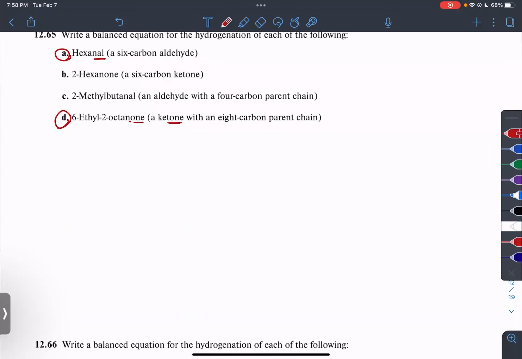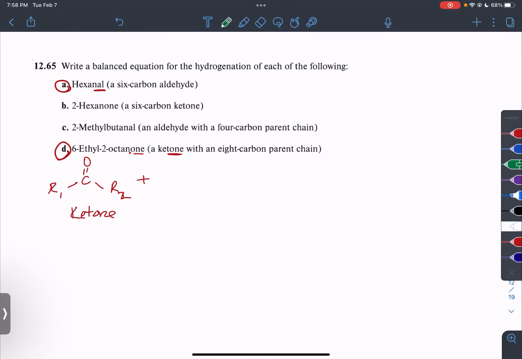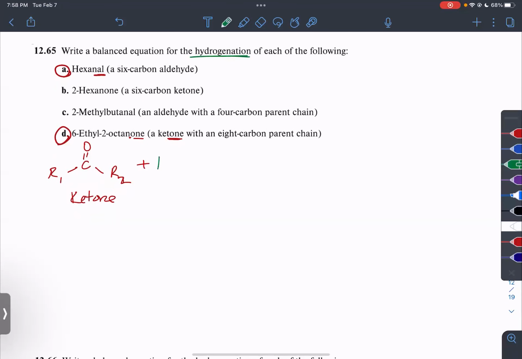Let's remember, what's a ketone? A ketone has 2 R groups that flank the carbonyl. Instead of being 1 R group and a hydrogen, it's 2. So here's my ketone, R1, R2. And I'm going to hydrogenate it, right, for the hydrogenation. So I'm going to add hydrogen. So now what's going to happen is the oxygen flanking the double bond is going to pick up one of the hydrogens.